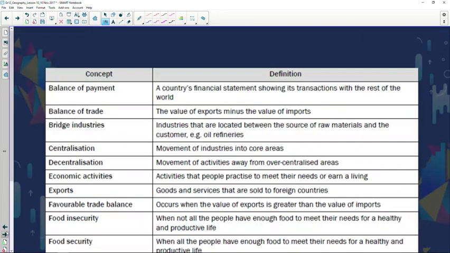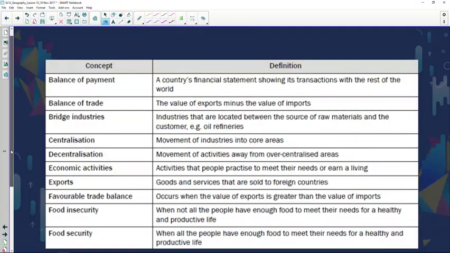But before I continue with economic geography, I want you to pay attention to the concepts and the following definitions. It's quite important for this section that you are able to understand what we're talking about and what we're referring to. If you look at the concepts, for instance, balance of payment, what does it mean? It's financial statements and transactions between the rest of the world. It's basically if you buy something and you sell something.